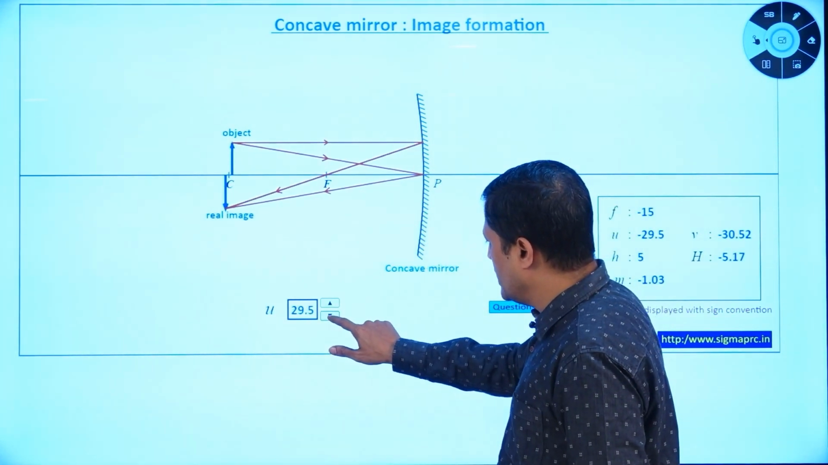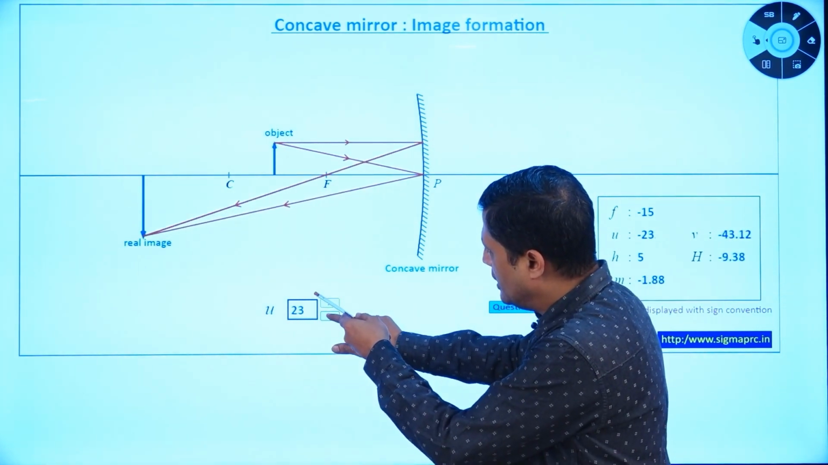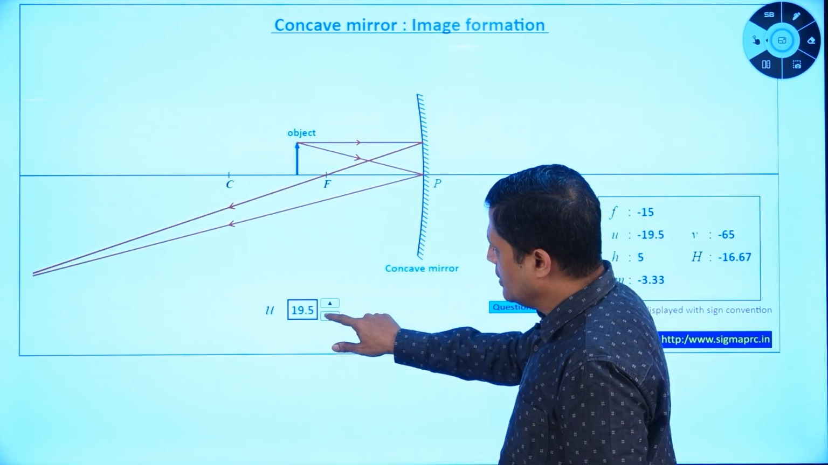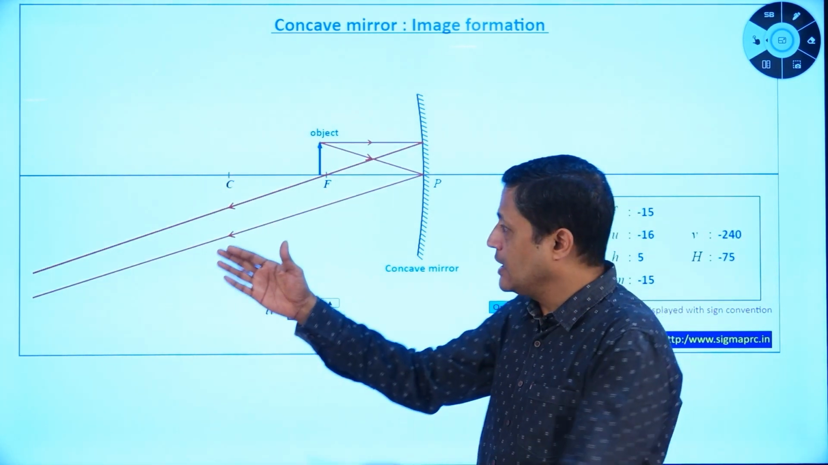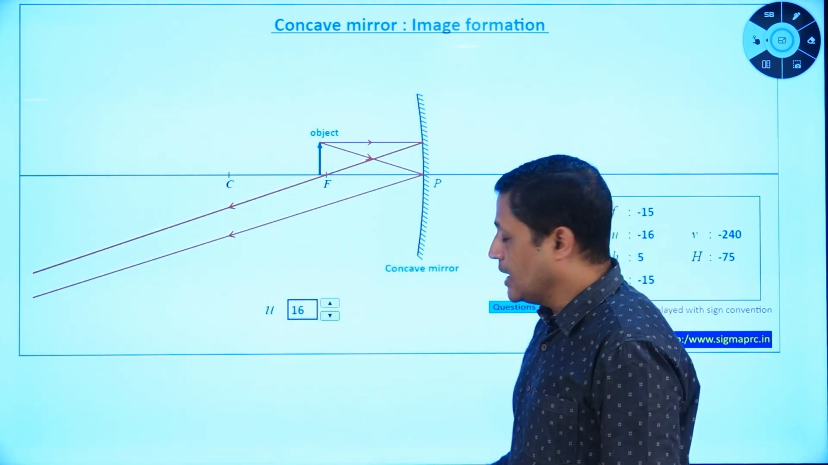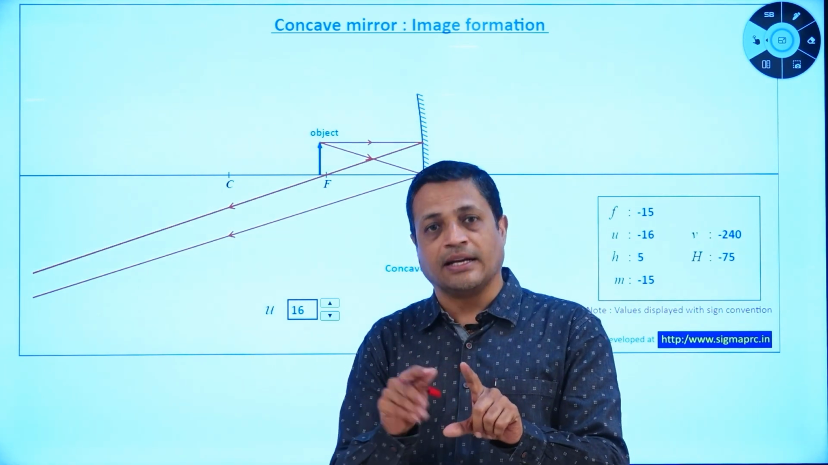Let us bring the object even closer. Now you see how rapidly the image is becoming larger and larger and larger, and very soon you find that the image is being formed so far away that it can't even be fit on the screen here. And this will happen in your board exam. That is why I keep telling you, practice the ray diagrams.